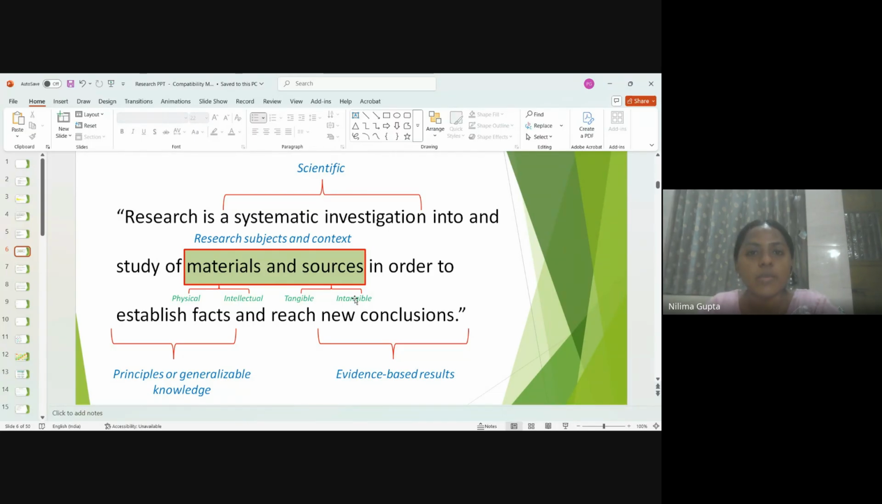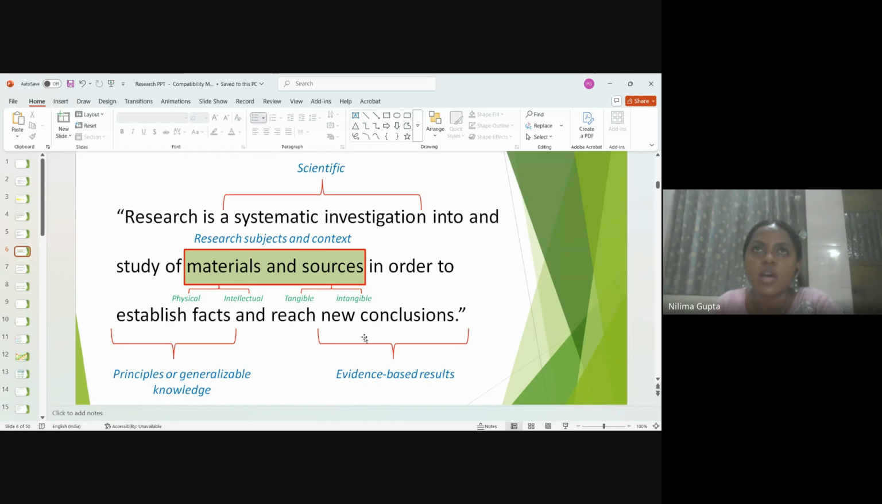When we do research, sometimes we study certain behavior patterns, certain emotional patterns, which are intangible things that you cannot touch. You can just feel those things, but you cannot touch them. And in order to establish certain facts, certain principles, certain generalizations after conducting a research, our motto is that there should be some principle, some generalization, and to reach a new conclusion. Then we bring a new finding: that we did this research, this was the connection, and further research can be done on it.